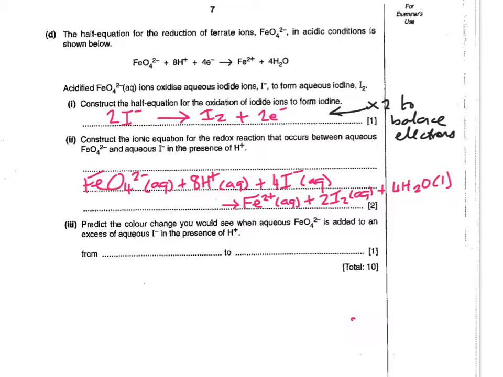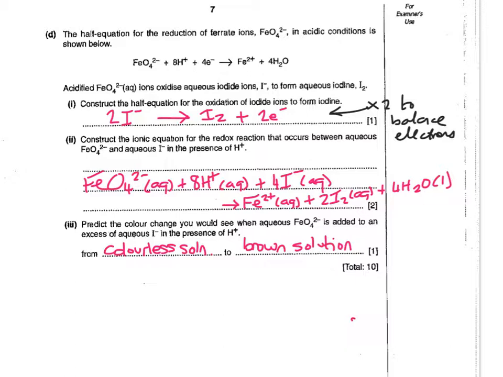So the colour change you would see when aqueous FeO4 is added to an excess of aqueous I- in the presence of H+. They want you to predict that. If you remember earlier on in the clip, we talked about iodine being a brown colour and iodide ions being colourless. You saw that in the clips that I embedded into this video. So it shouldn't be too difficult to work out what goes here. They didn't ask us to say whether it was a solution or not, but I put that little bit extra in because we've seen it in the clip today. So colourless solution to brown solution. You could say orange or dark brown or light brown, but you must have brown in there somewhere.